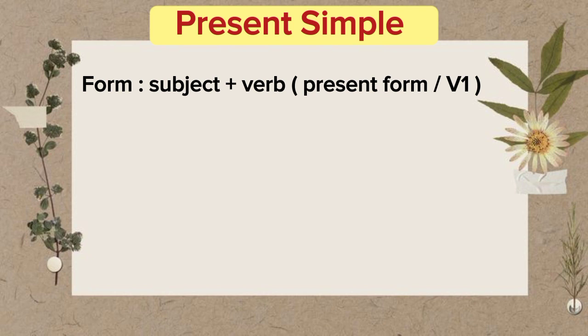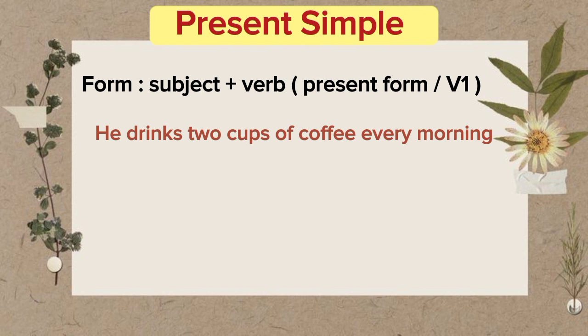We form the present simple tense by a subject, like I, you, he, she, it, we, they, followed by a verb in the present form. For example, he drinks 2 cups of coffee every morning. I work as a teacher. Notice that in the first sentence, we have drinks with an S.